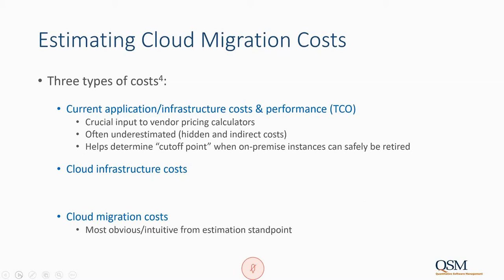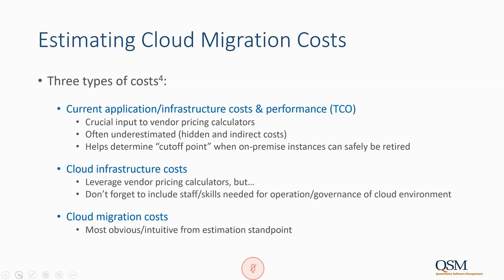The second piece is the actual price of the cloud infrastructure. Once you get to the cloud, what's it going to cost to run and stay there? Again, we have vendor pricing calculators, but they're not necessarily going to include everything you need to count. One missing piece a lot of companies miss is the staff and the skills that are going to be needed to operate in the cloud and, more importantly, for governance of the cloud environment. Now, why do we care about this?